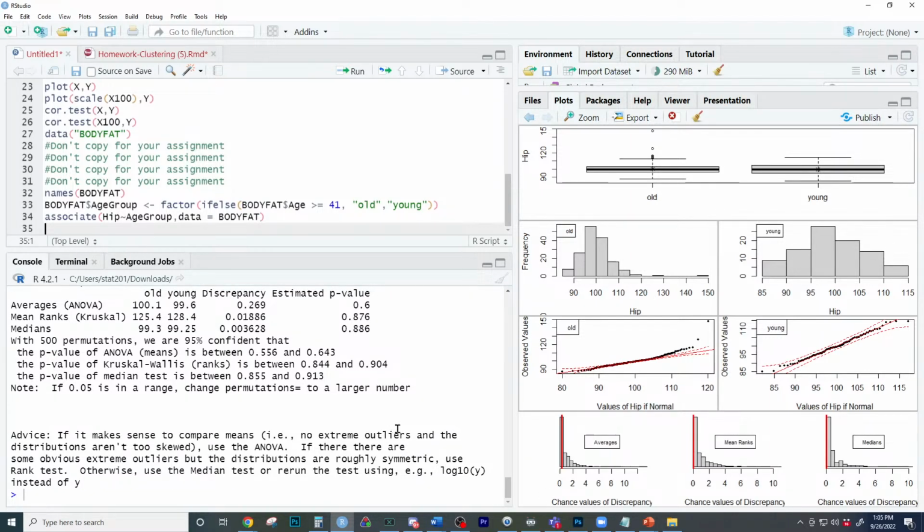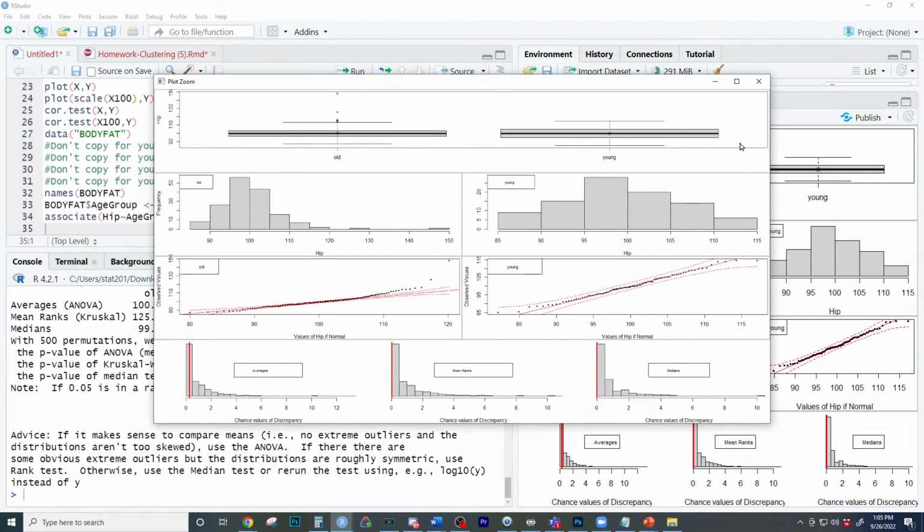Not statistically significant. Ooh, but we got something going on right here. I did find something.